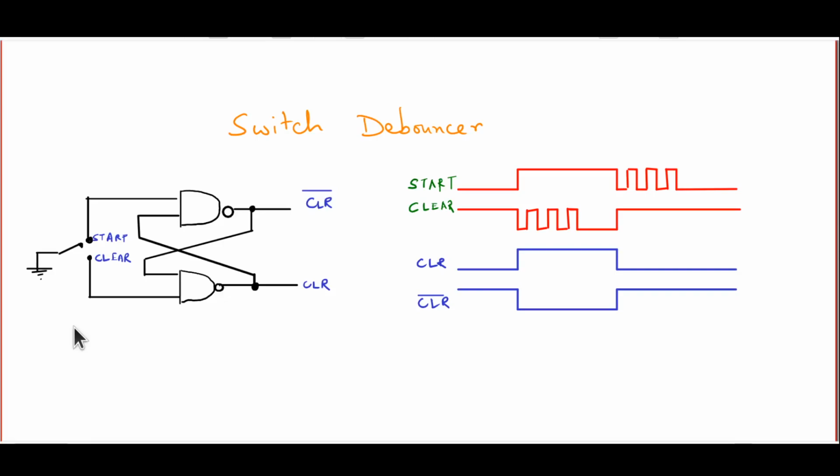Note that here we are using a NAND-based latch, and the two inputs to this NAND-based latch, the R and the S, have been labeled start and clear. And it's our job basically to ensure that when we switch our key on the left of the diagram to clear, the output marked CLR for clear goes high, CLR bar goes low and stays there.